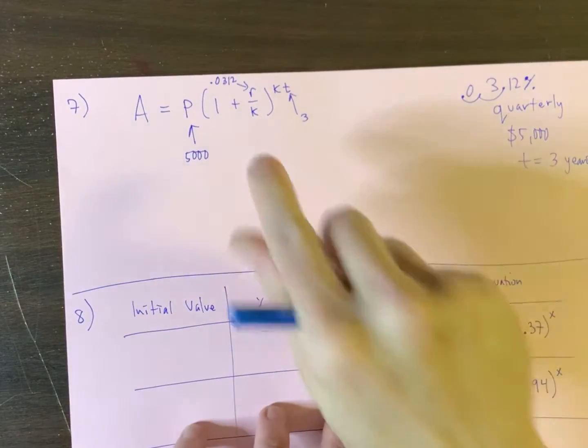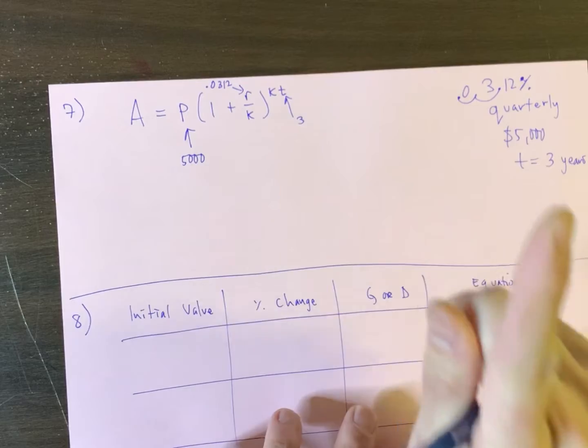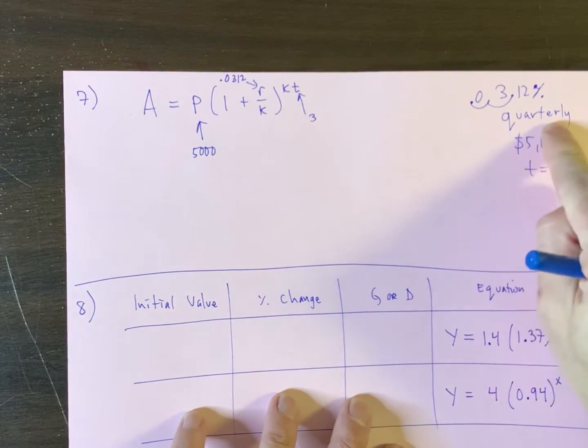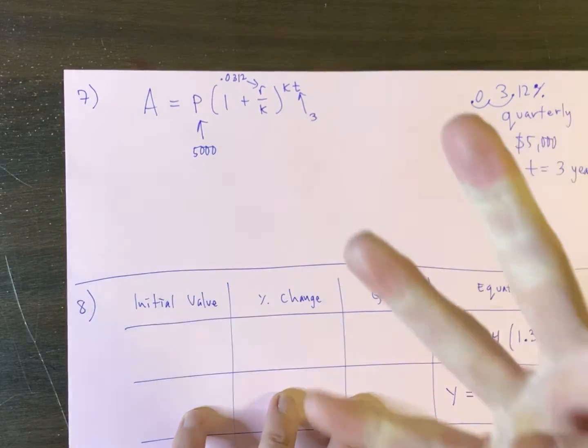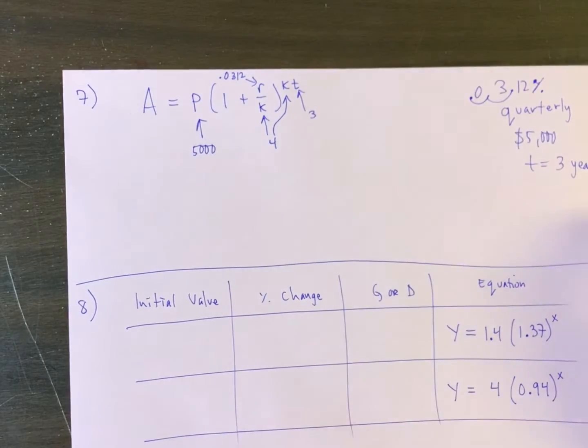Here's the tricky part. K. K is the number of times that your money is compounded every year. They said quarterly. Quarterly happens 4 times per year. So for that reason, K is going to be 4.